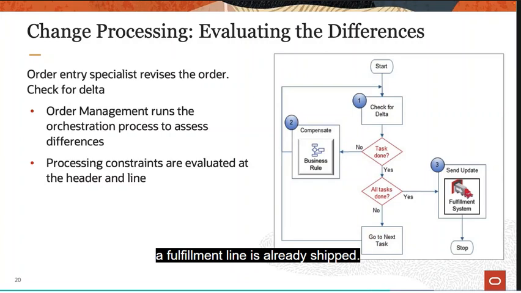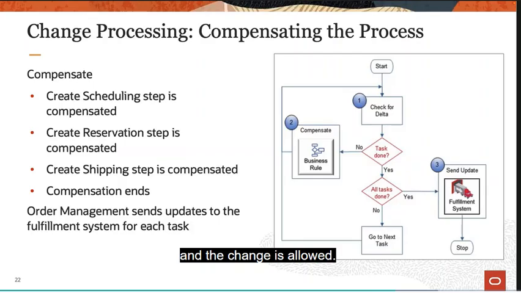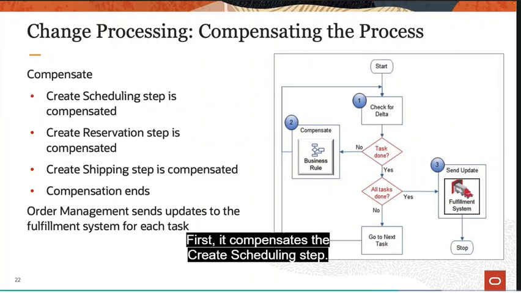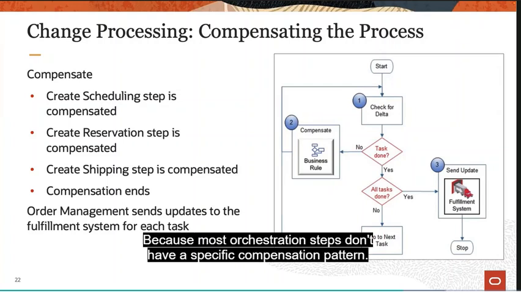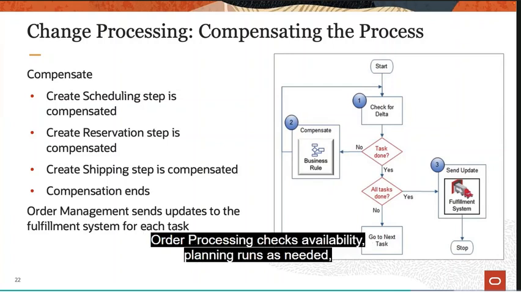Next, order management compensates the orchestration process for what changed. First, it compensates the create scheduling step. Because most orchestration steps don't have a specific compensation pattern, order management uses the default pattern, which is update. This means that the create scheduling step is canceled and created again. Order promising checks availability, planning, and the next step dates are recalculated.